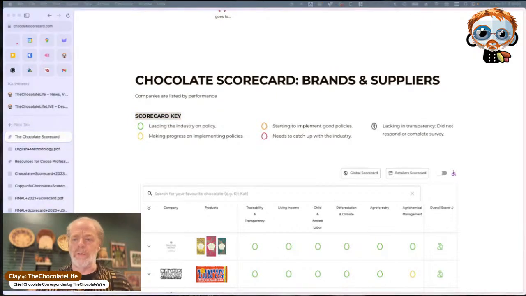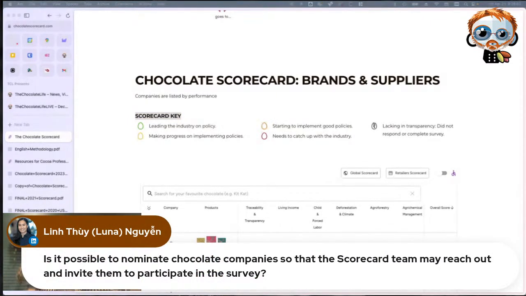So we have another question from Lin Yen. Is it possible to nominate chocolate companies so the scorecard team may reach out and invite them to participate in the survey? Not to my knowledge. I believe the focus is, and it's really interesting, not necessarily very large companies. You'd think the focus would be on very large companies because of the impact they're making. There are, in fact, some very small companies involved here, but they have a lot of brand visibility.